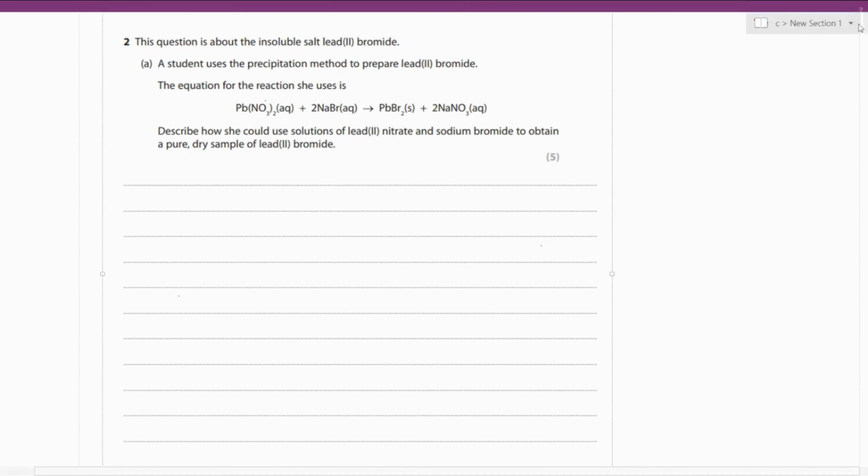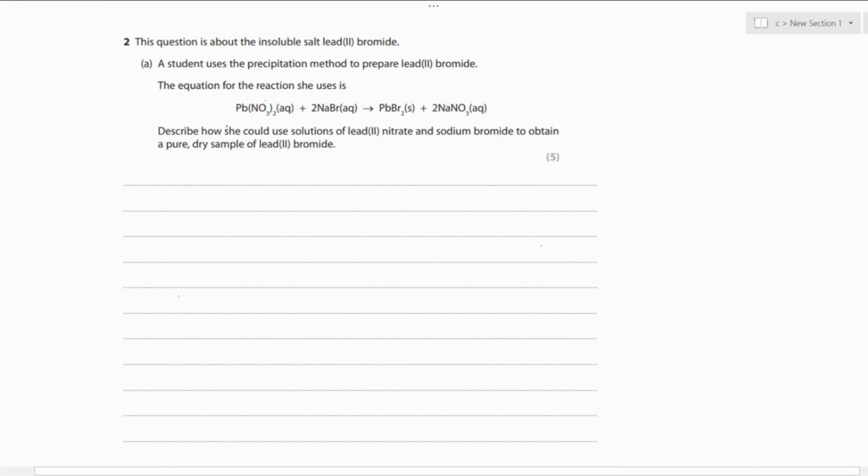So here is a question that we have. This question is about the insoluble salt lead bromide. A student uses a precipitation method to prepare lead bromide. The equation is given. The student has used lead nitrate and sodium bromide, and as a reaction this is produced. Describe how she could use solutions of lead nitrate and sodium bromide to obtain a pure dry sample of lead bromide. So first of all we need to discuss the reactants.